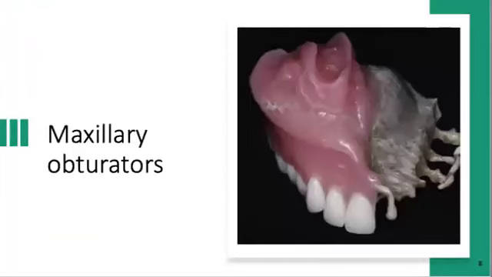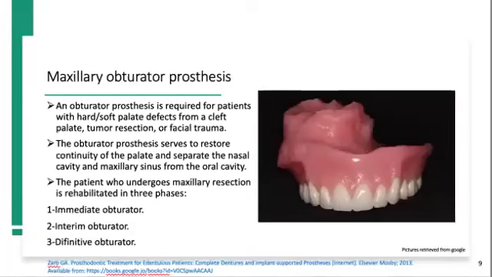The maxillary obturators. An obturator prosthesis is required for patients with hard or soft palate defects coming from cleft palate, tumor resection, or facial trauma. The goal of the obturator prosthesis is to restore the continuity of the palate and separate the nasal cavity and maxillary sinus from the oral cavity. And patients who undergo maxillary resection, usually due to tumors or trauma, are rehabilitated in 3 phases: immediate, interim, and definitive obturator.